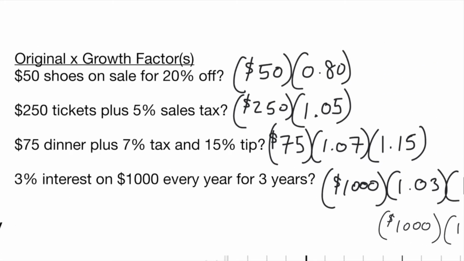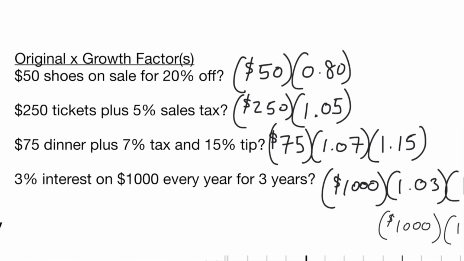$250 plus 5% sales tax. So you've got the $250 and you multiply it by 1, but not just 1, a little bit more than 1, 5% more than 1, 1.05. When you multiply here, you get your answer.